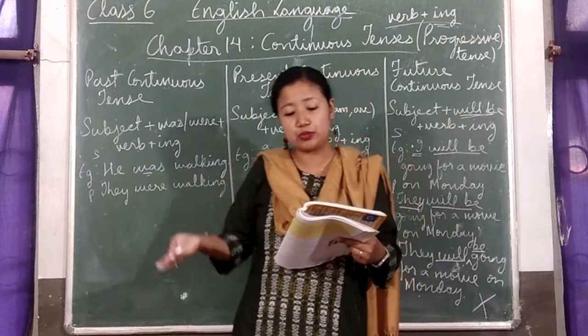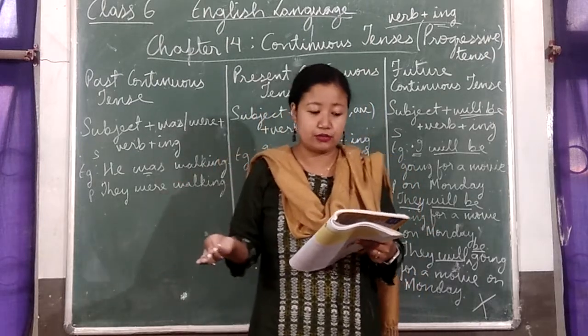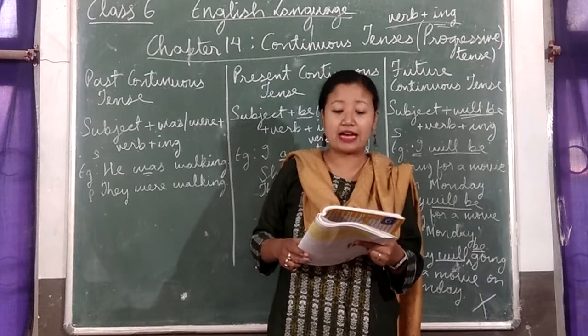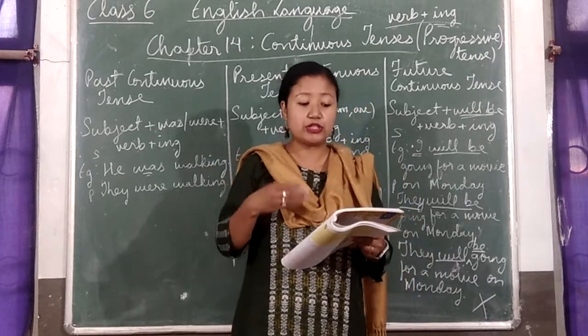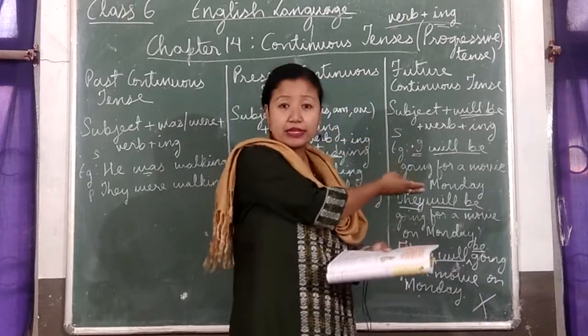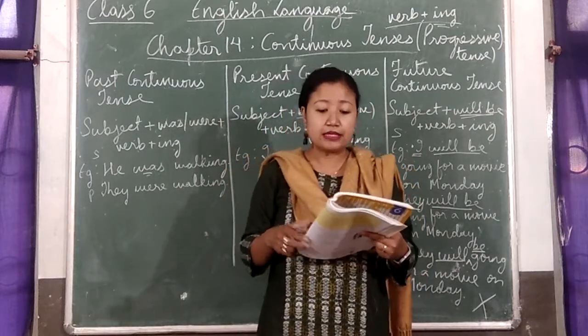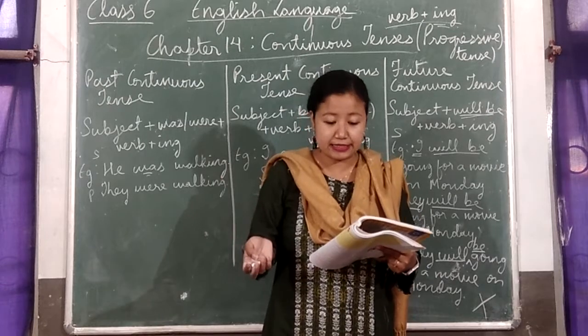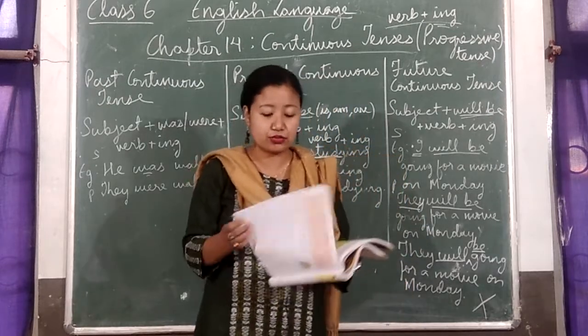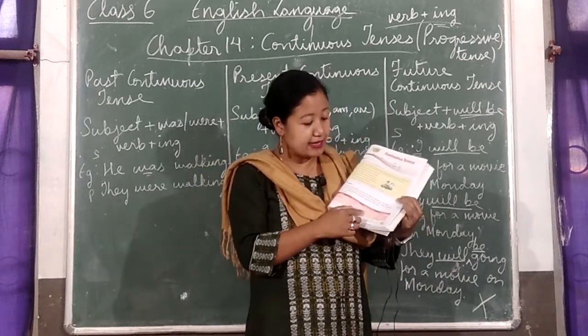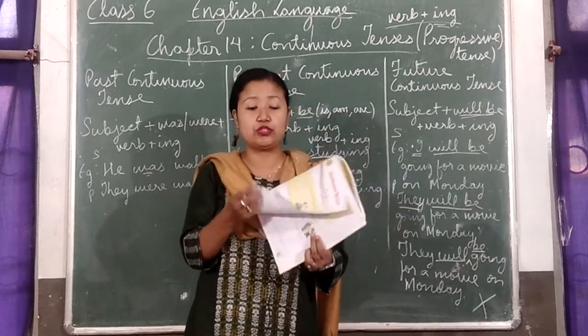Third person, he or she was writing a letter. They were writing a letter. Future continuous: I shall be writing a letter. We shall be writing a letter. We will be writing a letter. Here, then, he or she will be writing a letter. They will be writing a letter. So this is your first person, second person, and third person, and when to use them.